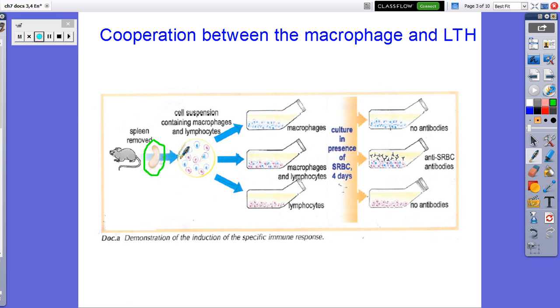then we separate these cells into different cultures. In the first culture, we put only the macrophages, in the third culture we put only the lymphocytes, and in the second one we put together the macrophages and the lymphocytes. Then we add to each medium the antigen SRBC, sheep red blood cells. These antigens are considered non-self with respect to the mouse.